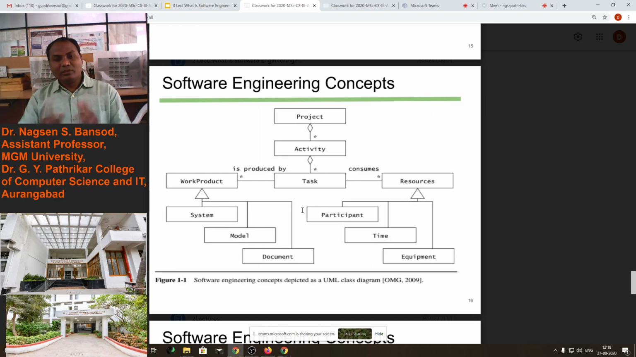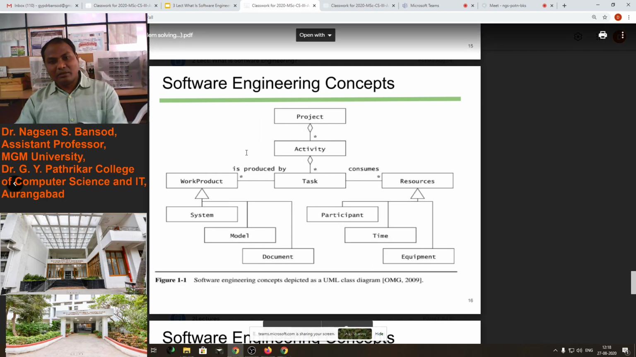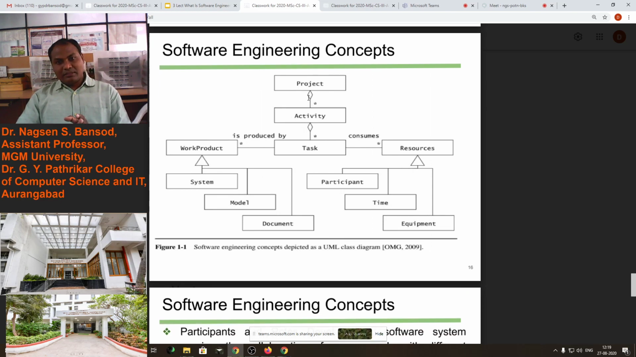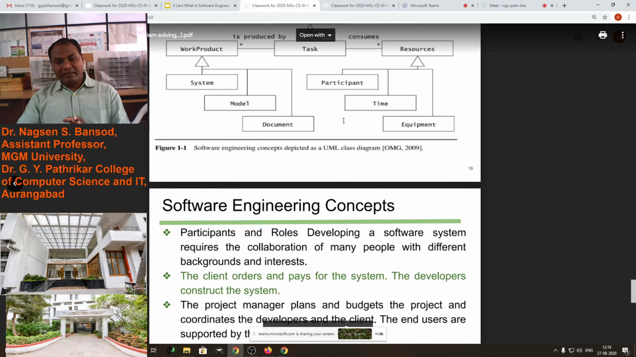This is the universal language. This diagram is the universal language to represent the project in pictorial format. The idea can become very clear to everyone, so it is useful. Now you see there is a project. This diamond is connected. All these are rectangles.